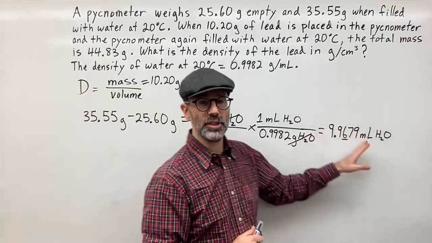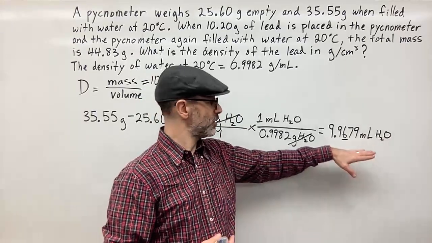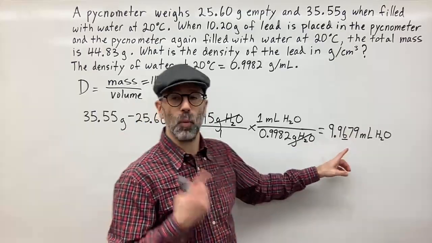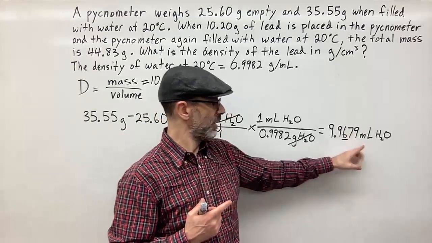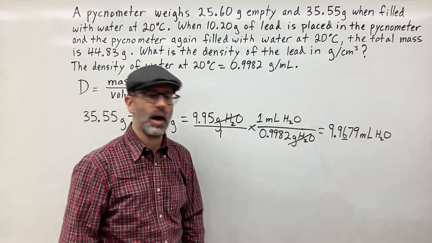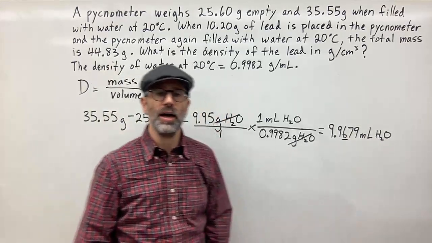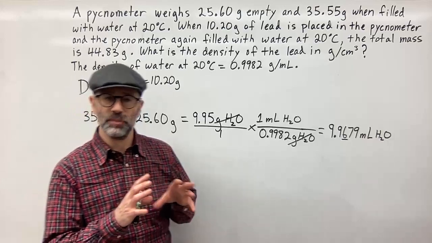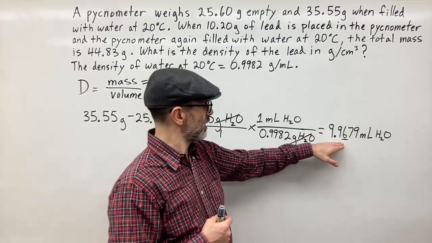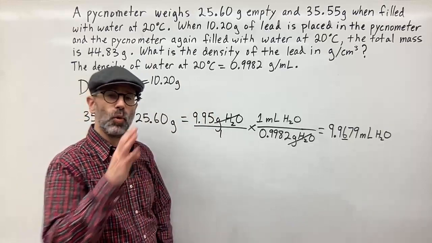But I'm going to keep the other digits because I need to use this in further calculations, and so I don't want to have a rounding error. You really just need to keep 1 extra digit. So I could keep the 7 and just drop the 9. No big deal. But I'm going to just keep them both. So you do you. Okay, so now I have the volume of the water that was in the empty pycnometer. So now I know the complete volume of the pycnometer is 9.9679 milliliters. Okay, so that's one part.